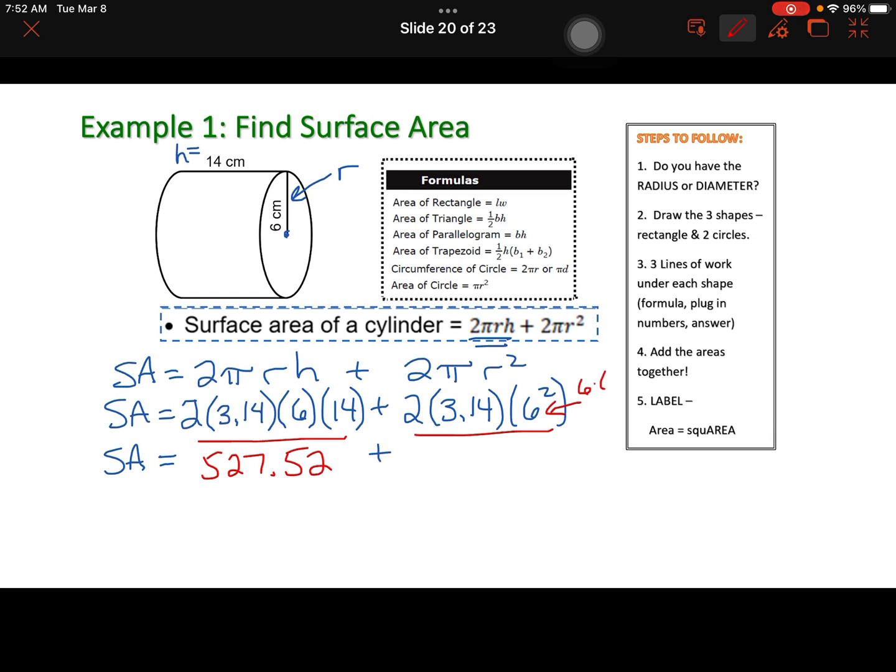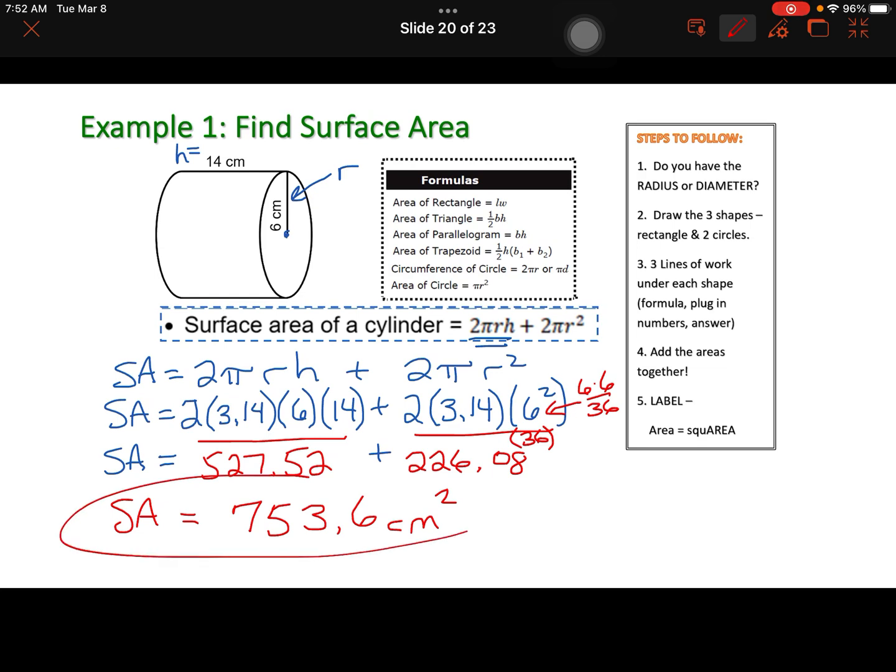And now we're going to go here, and before I do that, I need to remember that this is really 6 times 6, which is 36. So I'm going to plug in 36 for that. So I'm going to go 2 times 3.14 times 36, and that's going to give me 226 and 8 hundredths. Now I'm going to add those amounts together to get a total of 753 and 6/10 centimeters squared.